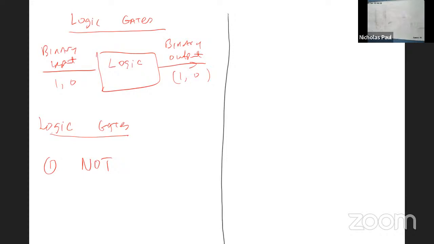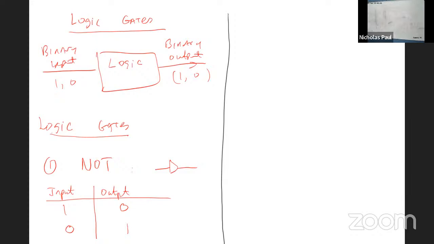Right? The NOT gate looks like this. A little triangle, two lines. Kind of like a diode, right? You have your input and output. Whenever a 1 goes into a NOT gate, you will get 0. If a 0 goes into a NOT gate, you will get 1. Okay? You have to learn that.